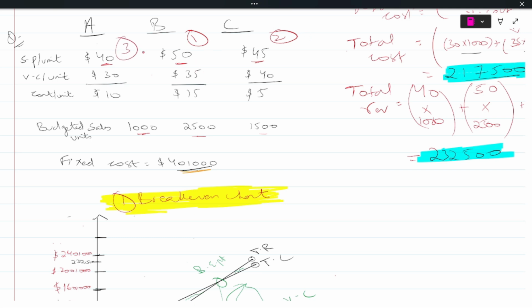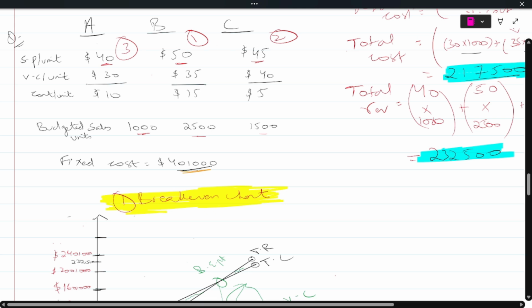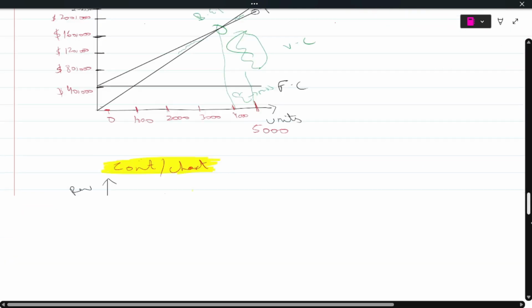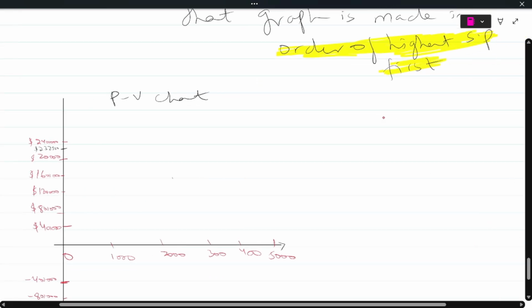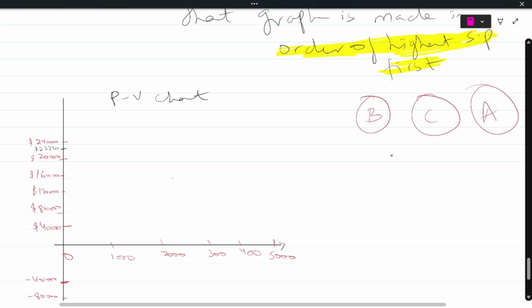So 1, 2, and 3. So that means B, C, and A. B, C, and A, right? So if they have made the graph in order of the highest selling price first, they would have made the graph of B first, then C, and then A. That is the order, right?